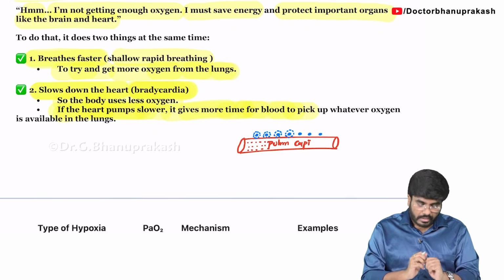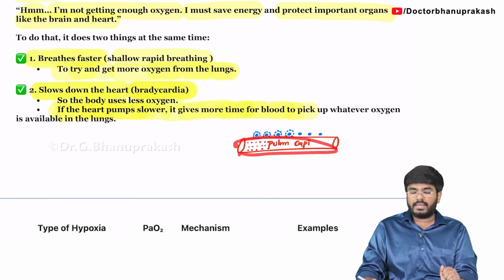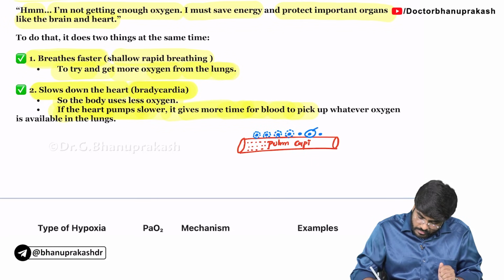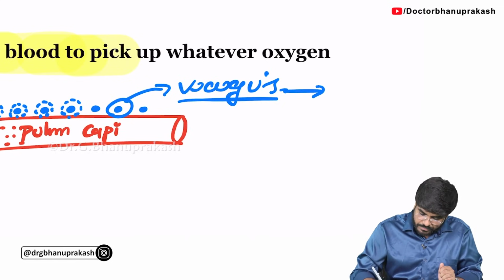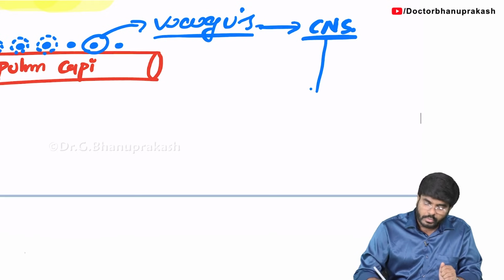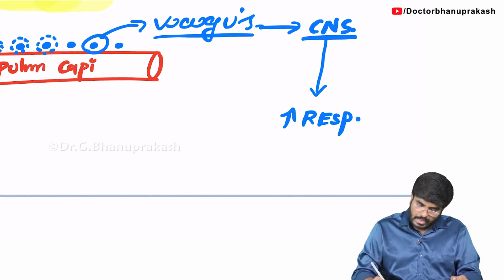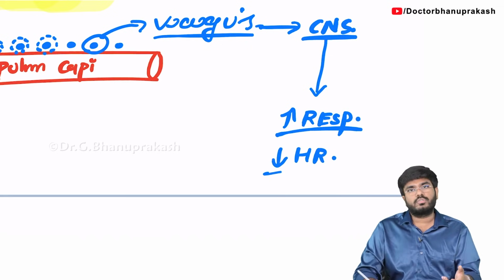pick up more oxygen from the lungs. So what your body is trying to do: whenever there is pulmonary congestion, these J receptors are activated. Now, once they are activated, do you know what they will do? With the help of the vagus nerve, they are giving this information to the central nervous system that there is pulmonary congestion. Now your central nervous system will understand, and in response it is going to increase the respiration. Okay, you are going to have shallow rapid breathing, and the central nervous system is going to decrease the sympathetic activity and try to decrease the heart rate. There is going to be bradycardia.